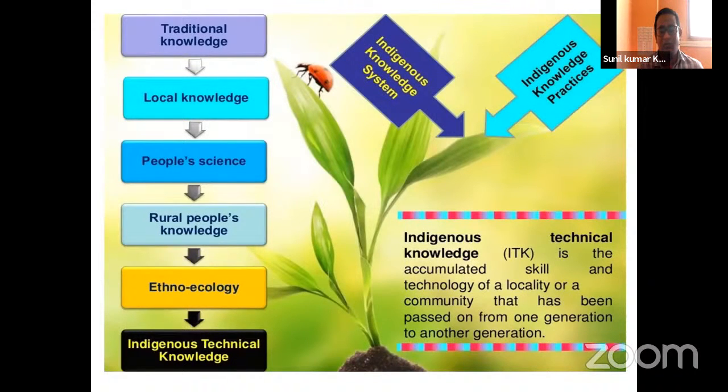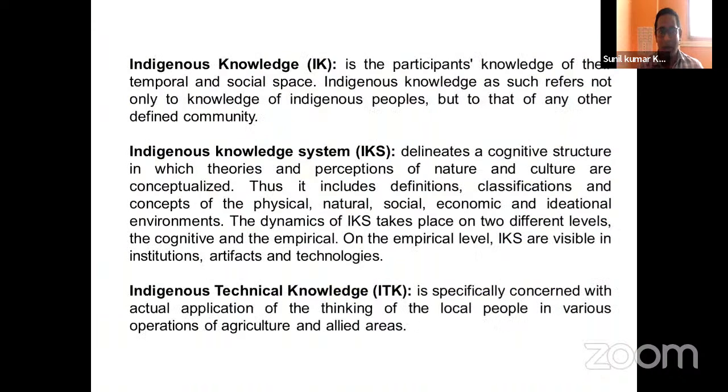And it can be an ecology. Ecology means there are some human interventions for a particular ecology and particular commodity to trade. That way it is called ecology, and that is converted into some indigenous technical knowledge. So these are the basics. How can this be called, what is IK, what is IKS, and what is ITK? Indigenous knowledge is the participant knowledge of their own temporal and social history, and it is just the knowledge of the people.